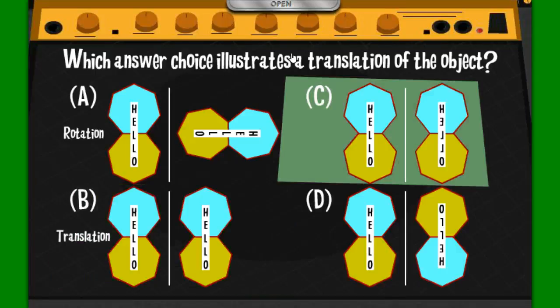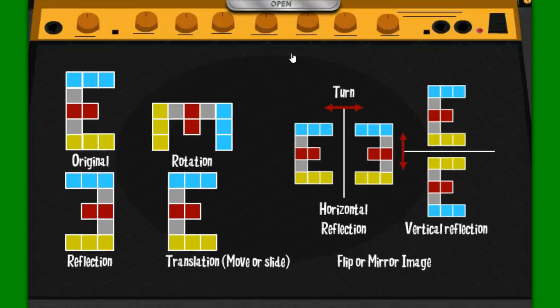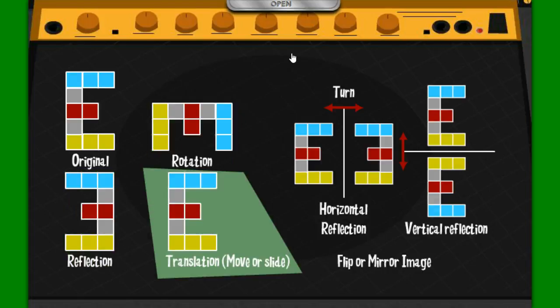Answer choice C may show the same shape and colors, but if you look carefully at the letters E and L, you'll see the object is flipped, or a mirror image is shown. That means it is a reflection. Answer choice D shows an image that was rotated 180 degrees, which is a rotation. Don't forget, a reflection is a mirror image and occurs when the shape is flipped. A rotation is when the shape is turned. A translation is when the shape moves or slides.